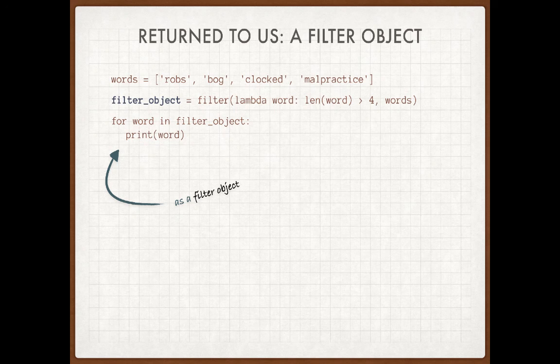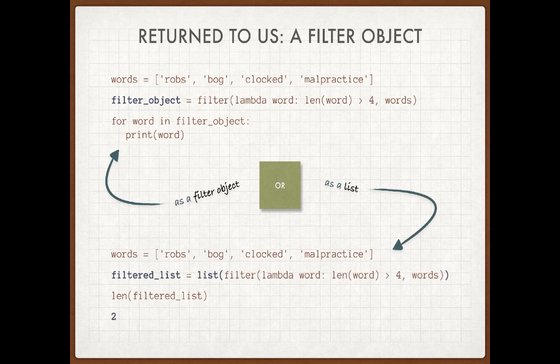I'm sending my lambda function to the filter function, which is looking through words. And what I get back here is that filter object. And now I can iterate that filter object, which is totally fine. No problem at all. But if I wanted to do something else, like just to ask Python how many words are in that list, then I have to cast the filter object to a list.